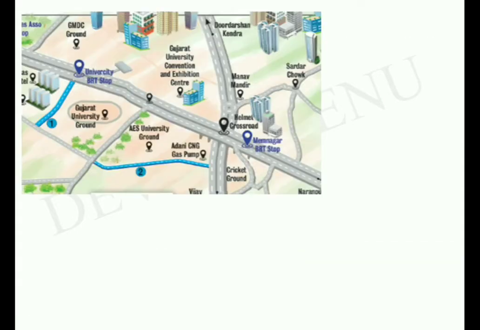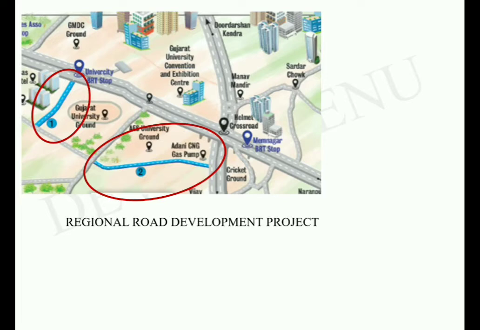Okay, so we will see one example. So this shows a map of a particular area, and I am taking two regional roads here. Okay, so our example is a regional road development project. Okay, and this regional road development project is classified as a category B project.